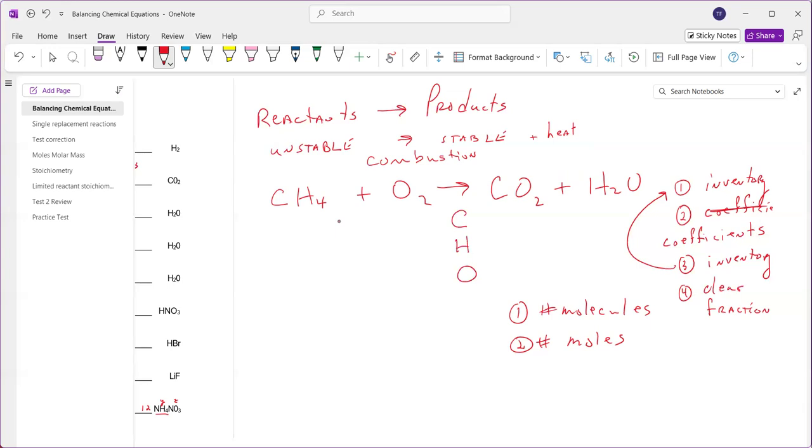Now you have to list all the atoms. You cannot leave one out. It's extremely important to have all of them represented there. Okay, now we're going to do an inventory. How many carbons on the left?